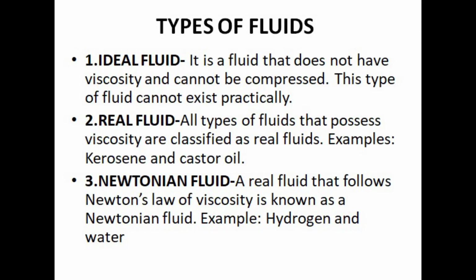So guys, today we are going to discuss the various types of fluids. First of all, we have ideal fluid. Ideal fluid is just a hypothesis. There is no such type of fluid which actually exists. We can define ideal fluid as a fluid that does not have viscosity, that is, viscosity is zero, and that cannot be compressed. So those fluids which have viscosity as zero and which cannot be compressed, that is, density remains constant, are known as ideal fluids. Actually, there is no such type of fluid.